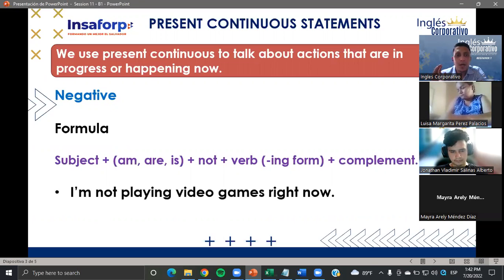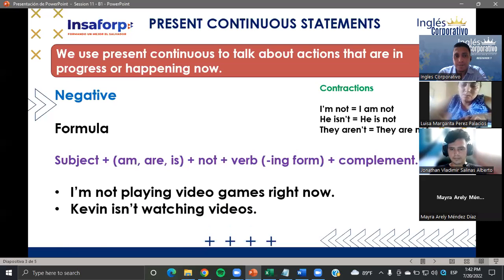For example, I'm not playing video games right now, right? I'm not doing that. Why? Because I'm in class. I'm not playing video games right now, right? That is true. I can say, Kevin isn't watching videos. Or I can say, Daniel isn't watching videos, right? Because he is in class. Daniel is in class, right?